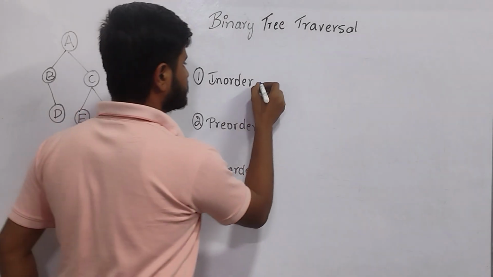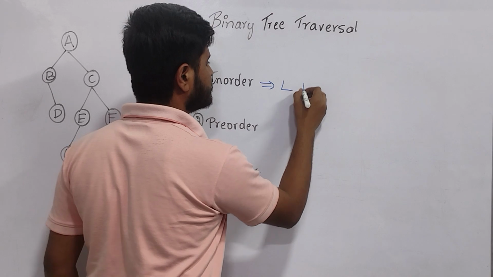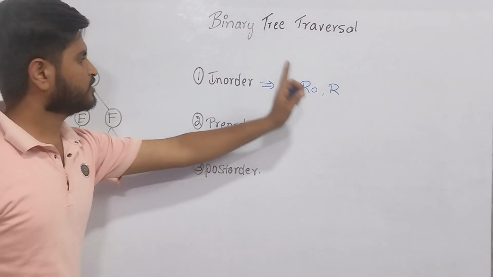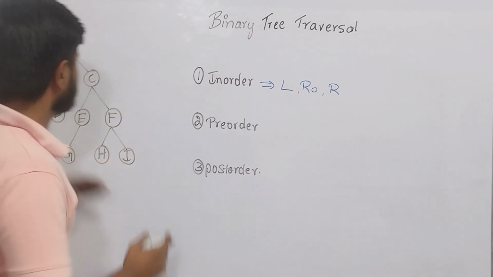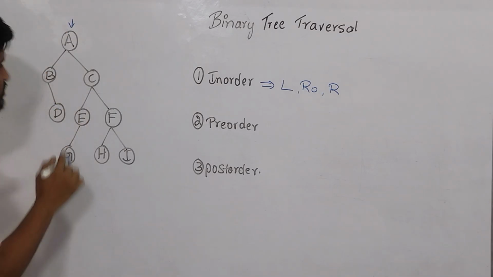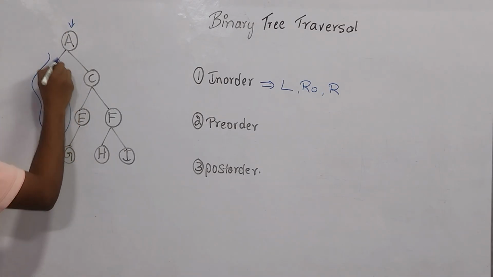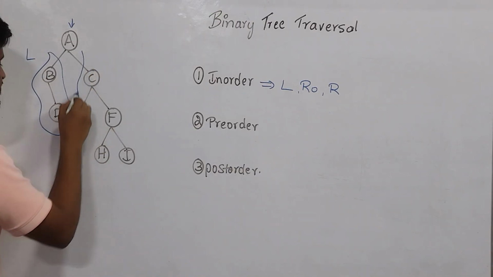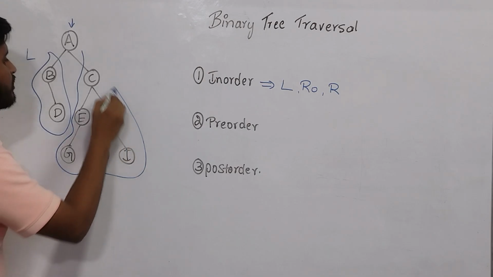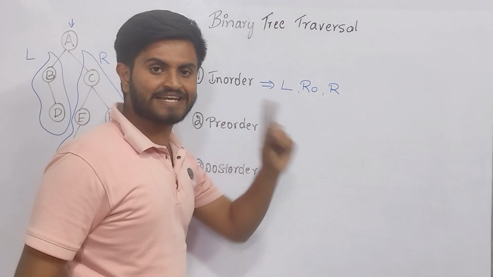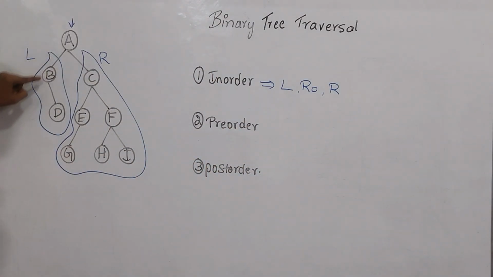For Inorder, the formula is left, root, right. What is the formula? Left, root, right. Now if you see, this is the given graph and this is the root node. Whatever will be coming towards its left will be called the left subtree, and whatever is coming to its right will be called the right subtree. So first there is left, so let's move to the left node of the complete tree.